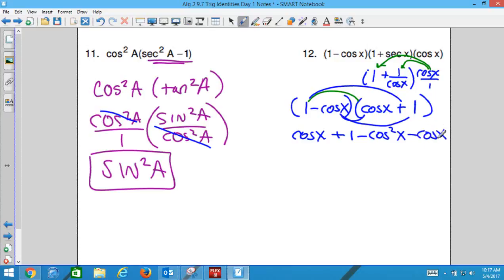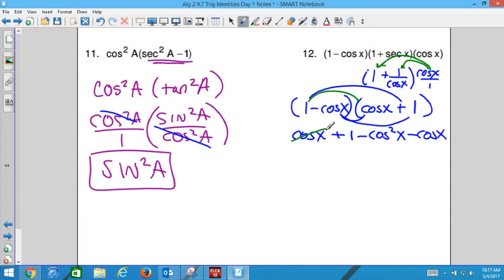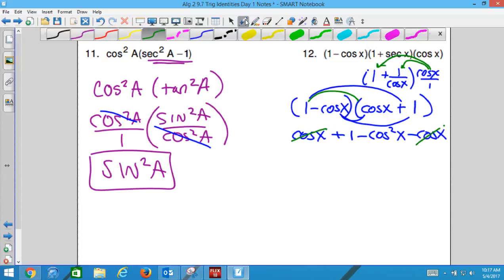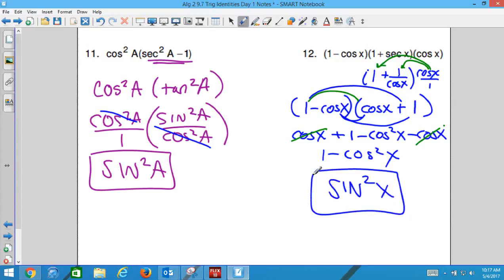And then look carefully, do we have like terms we could combine? Yeah, cosine x into nothing. So cosine x and minus cosine x make 0, and we get 1 minus cosine squared x. And what is 1 minus cosine squared x? It's sine squared x.